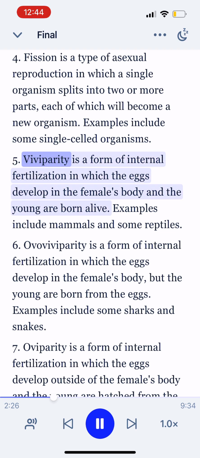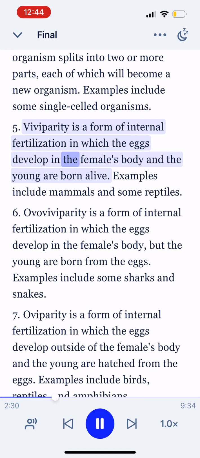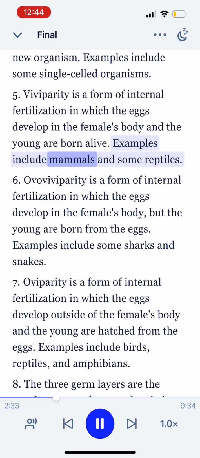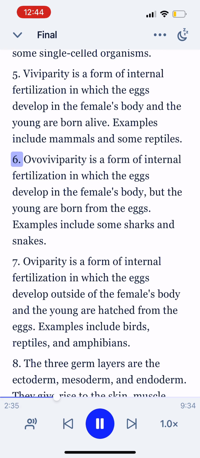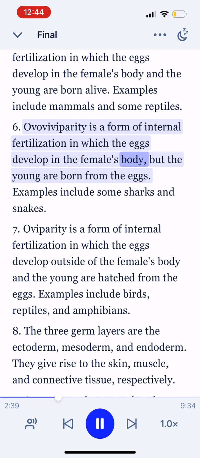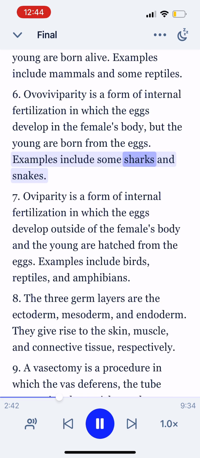5. Viviparity is a form of internal fertilization in which the eggs develop in the female's body and the young are born alive. Examples include mammals and some reptiles. 6. Ovoviviparity is a form of internal fertilization in which the eggs develop in the female's body, but the young are born from the eggs. Examples include some sharks and snakes.